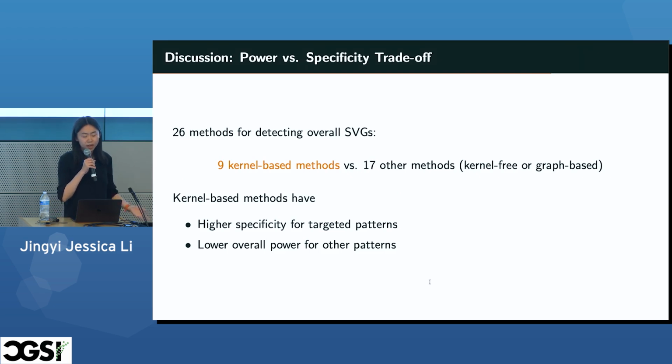All right, so now it's time for discussion. So for the 26 methods out of the 31 that detect overall SVGs, 9 of them use a kernel and 16 others don't use a kernel. The natural point is that a kernel specifies the specific pattern you are interested in. So naturally, these 9 methods will have very good power if your genes of interest follow these targeted patterns. But they may miss some other genes that don't follow the pattern. So there's a power and specificity trade-off. This is something we can learn from the methodologies before doing any benchmark.